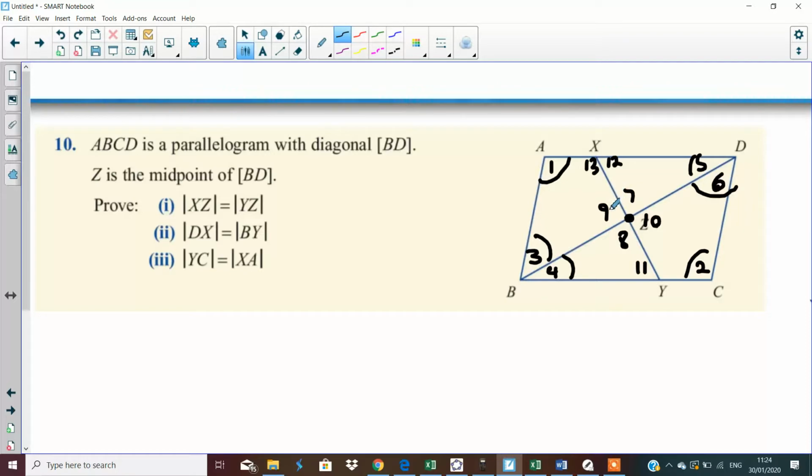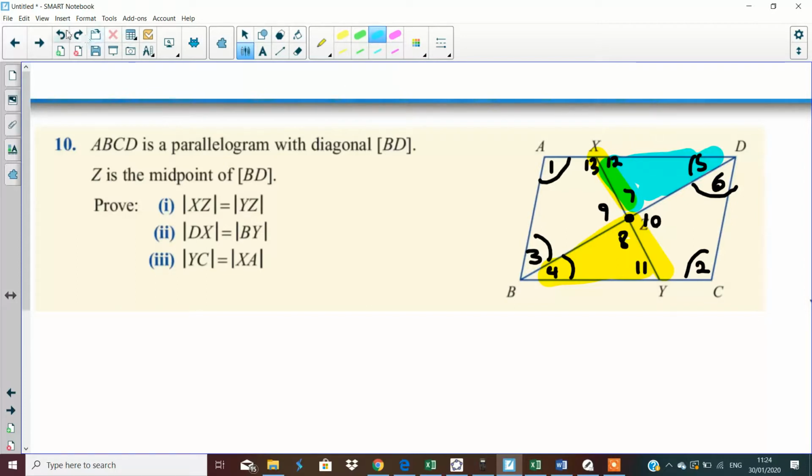Now, it's a parallelogram, happy days. Prove that XZ is equal to YZ. Now, the first thing I need to do is locate XZ and YZ. XZ is this one, YZ is this one. For me, that means prove that this yellow triangle equals what? That blue triangle. Would everybody agree with that? If I can prove that yellow equals, or sorry, blue equals yellow, I'm in business.